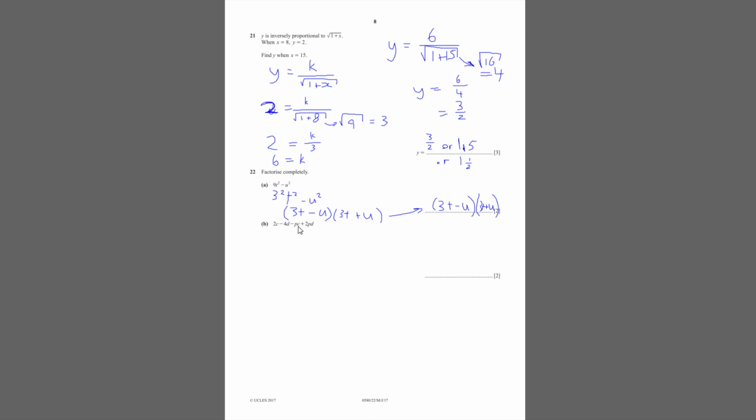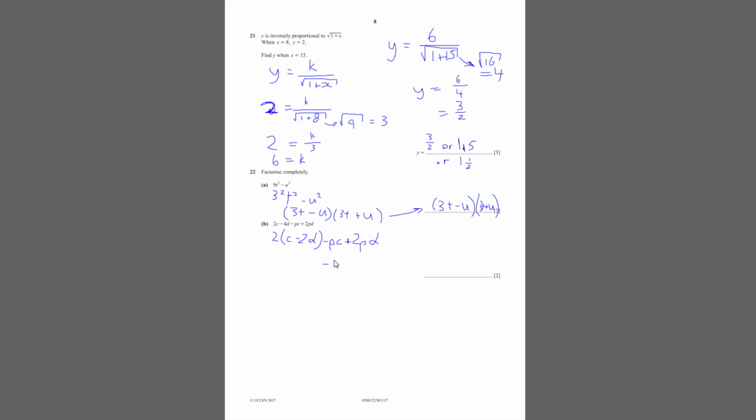2c minus 4d minus pc plus 2pd. So to factorize this, we have to find common factors we can remove from different stages of the equation in order to continue factorizing. So here, an instant common factor is 2. So we can have 2 times c minus 2d, minus pc plus 2pd. I'd recommend leaving this side untouched for now, as we're going to change that next.